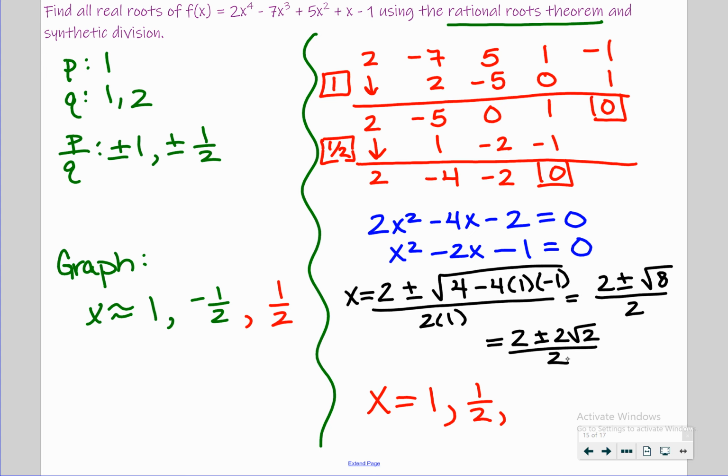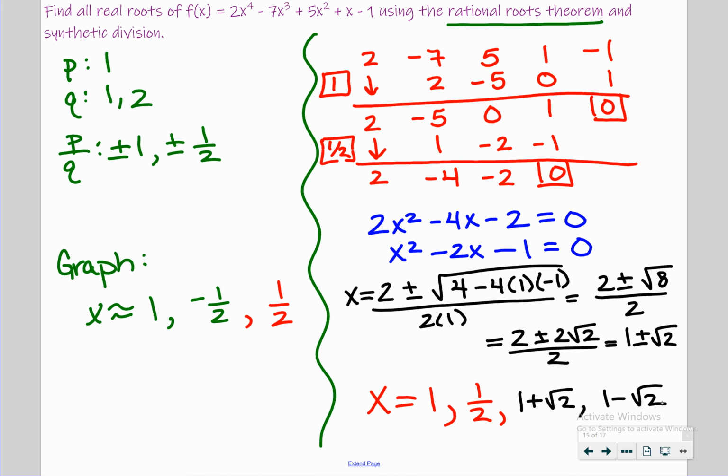And then everything there is divisible by 2. All the whole numbers are divisible by 2. So I end up with 1 plus and minus 1 radical 2, which usually we don't see the 1 in front of it, all over 1. And those are going to be your last 2 answers. 1 plus radical 2 and 1 minus radical 2.